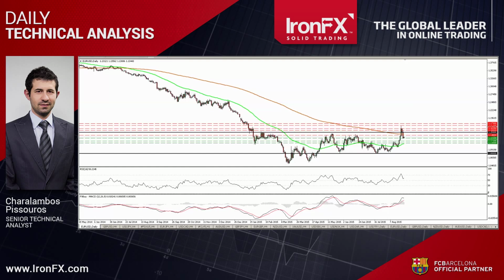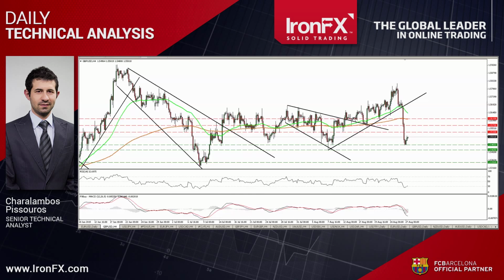Now let's move on to cable. Sterling dollar collapsed yesterday after falling below the short-term uptrend line drawn from the low of the 7th of August. The plunge was halted by the 154.55 barrier, and subsequently the rate rebounded. Yesterday's plunge has shifted the short-term bias to the downside in my view.